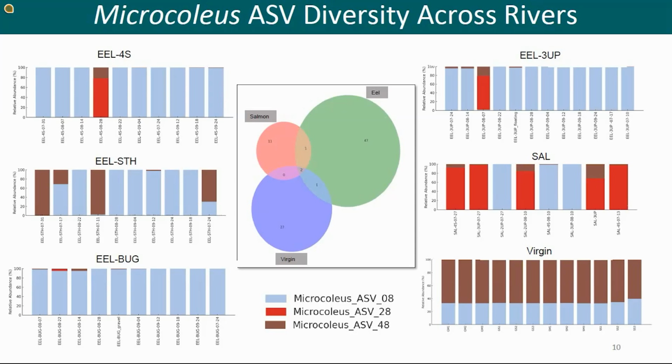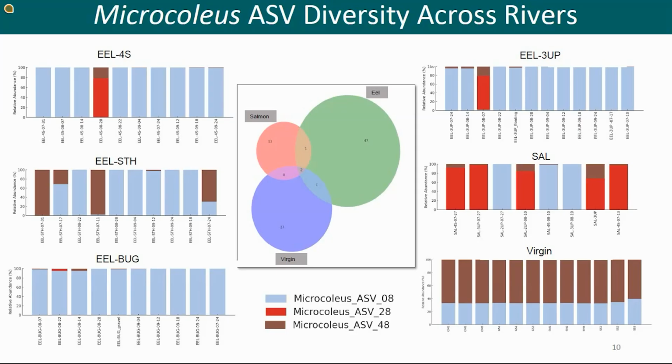One interesting thing was that the common ASVs were only about 4, and those 4 ASVs were highly abundant across all these river samples, which are highlighted here in blue, red, and brown. Other ASVs were present in large numbers, but their relative abundance was very low, less than 1%, and hence they are not shown here. So through this, we know that the Microcoleus community is very similar in Eel River, Salmon River, and also Virgin River.